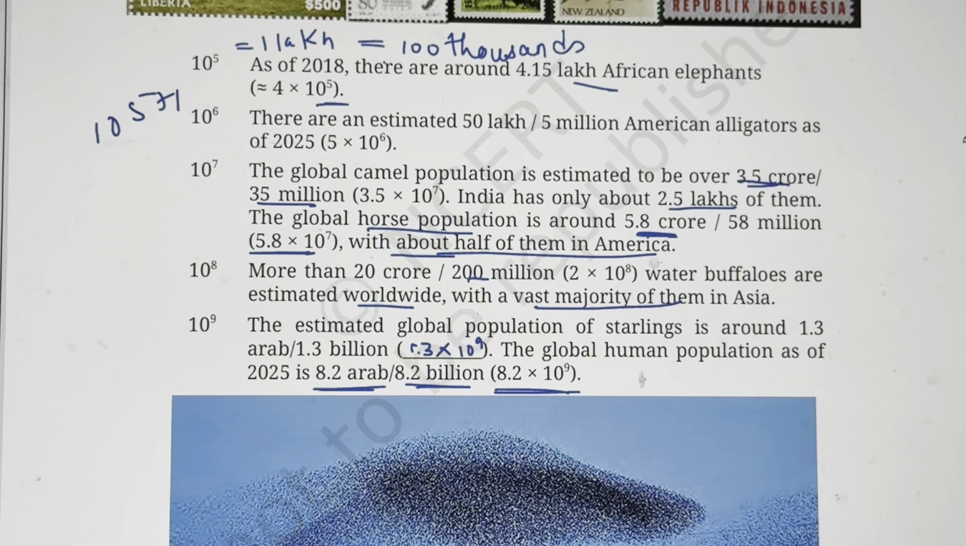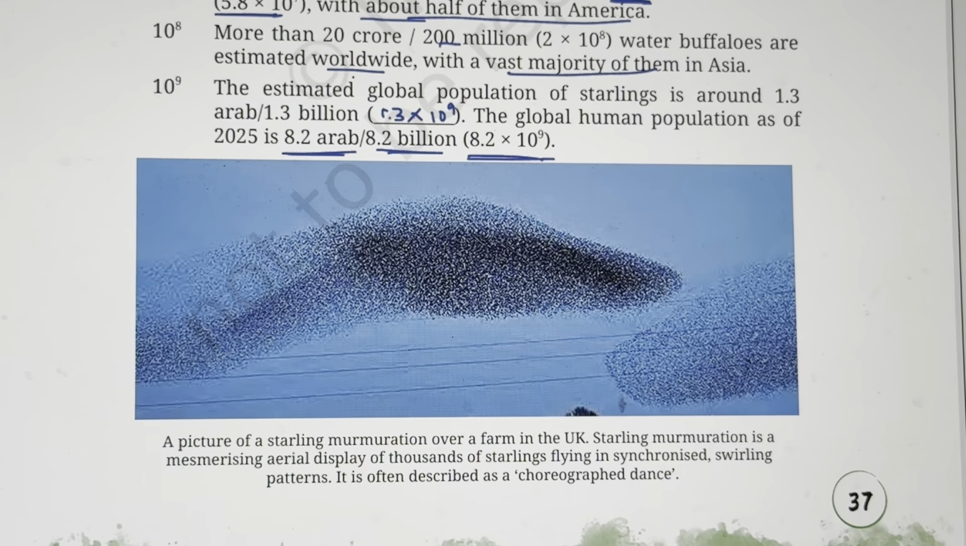Now see these starlings. So you can see the picture here, which is a picture of starling migrations over a farm in the UK, right? So these birds, their aerial display is mesmerizing when you see thousands of birds. They fly in a synchronized manner, right? So there is a reason behind this. It is also known as a choreographed dance. There is less burden on each bird when they fly like this, forming a pattern so that they can cut the air.